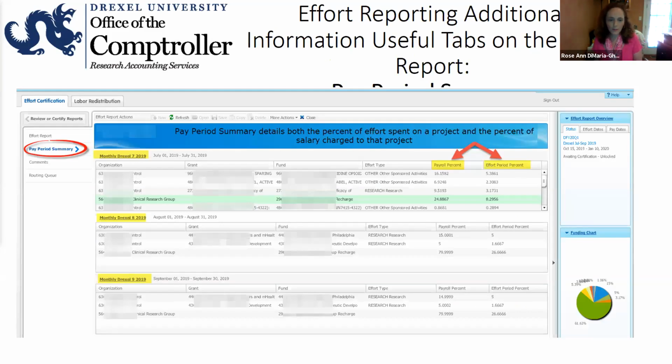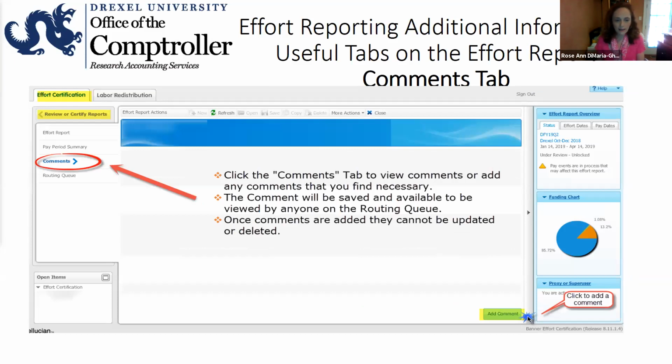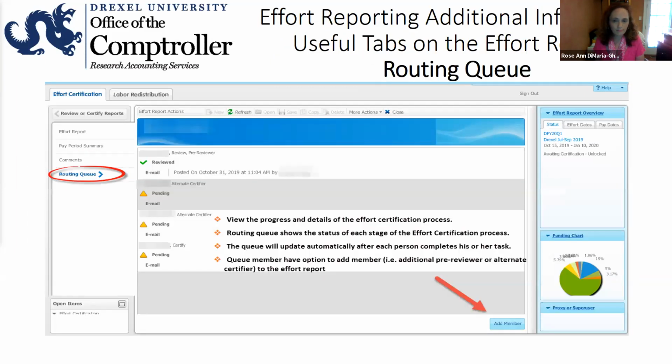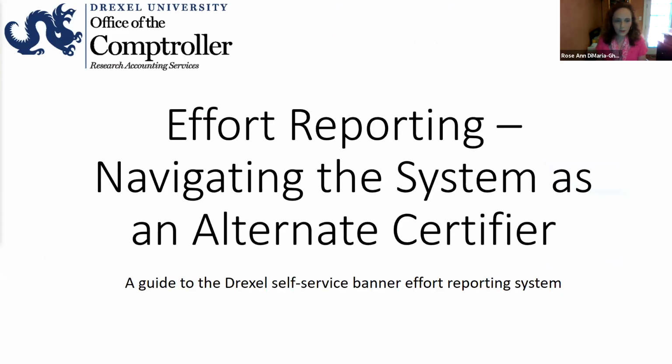And this is what pay period looks like. So you would have a breakdown by pay period. And here's where, if you want to add comments, you can add a comment. And then this is the routing queue. You could see who needs to certify something on the pre-reviewer side, and then who the alternate certifiers would be for your own report. So next slide, okay.